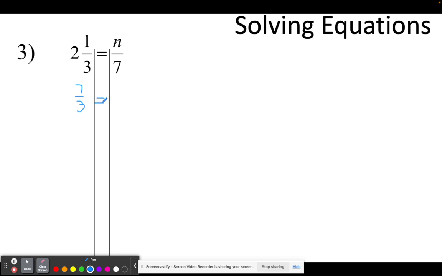equals n divided by 7. Well, the opposite of division is multiplication, so I'm going to multiply both sides by 7. You can put 7 over 1 if you like. I am on this side going to do the 7 over 1. Now, these 7s will cancel out. Simplify before you multiply? I can't. There's nothing I can simplify. So I end up with 49 over 3.